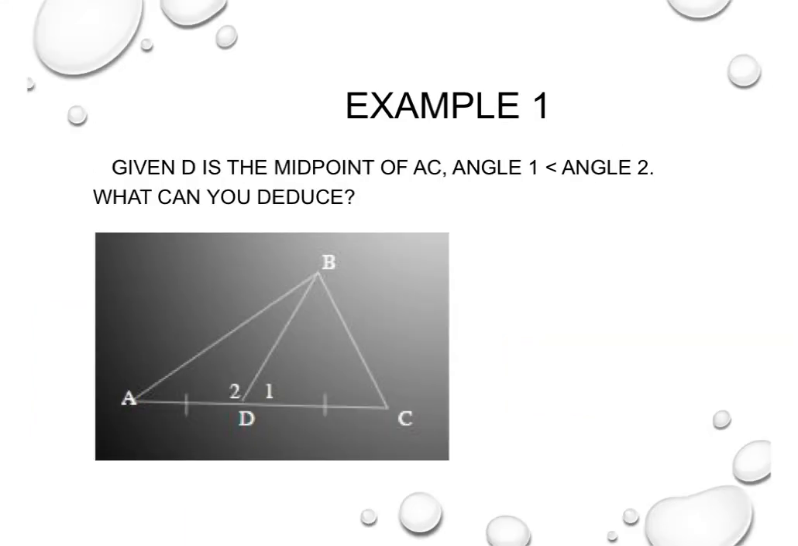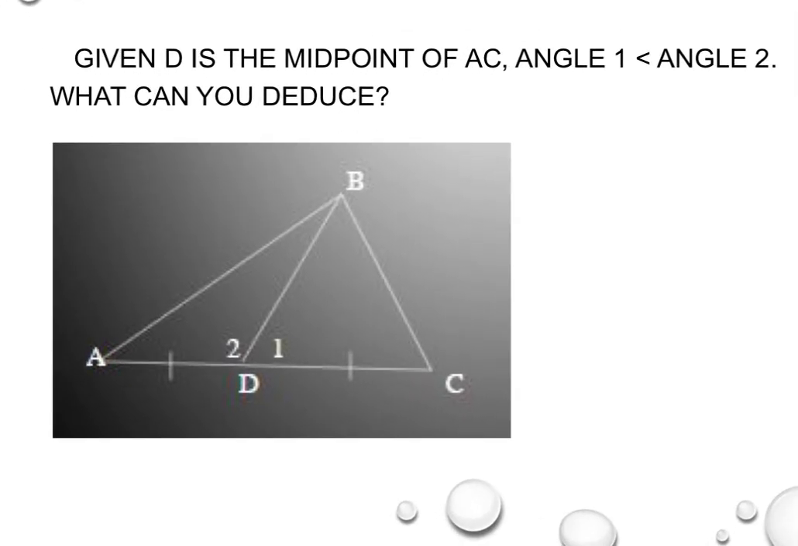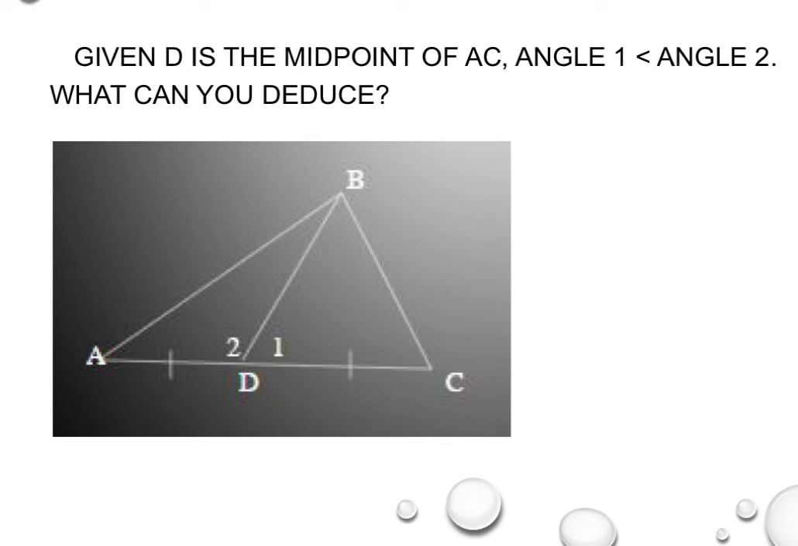Example 1, given D is the midpoint of AC, angle 1 is less than angle 2, what can you deduce? All right, well, if D is the midpoint, it already filled this in for us, but remember, a midpoint divides any line segment into two equal parts, so that's why D being right here divides AC into an equal part, AD as DC, okay? Again, this one is not drawn to scale. It definitely looks like DC is a little bit bigger, but we're going to take the word problem's word for it, okay? What can you deduce?